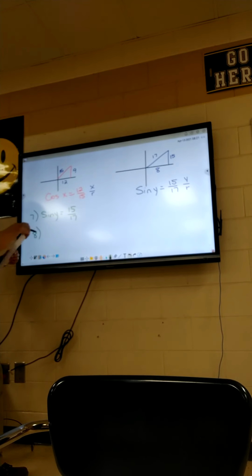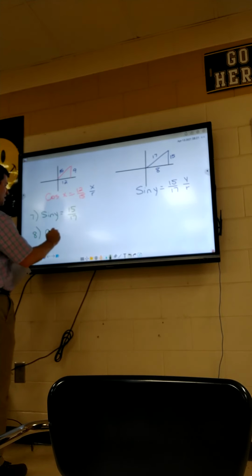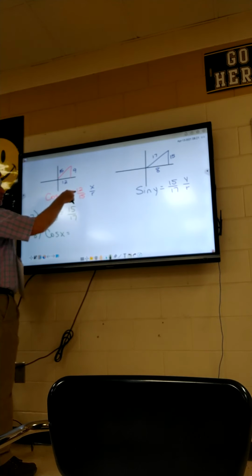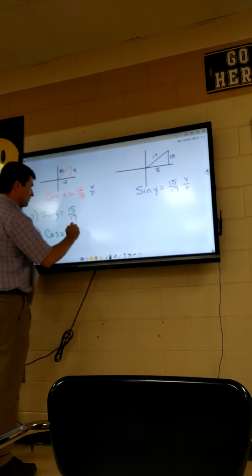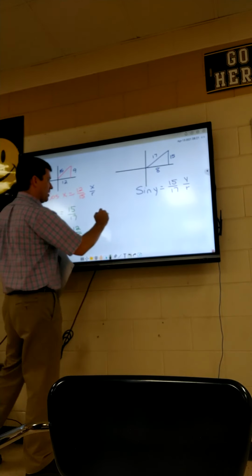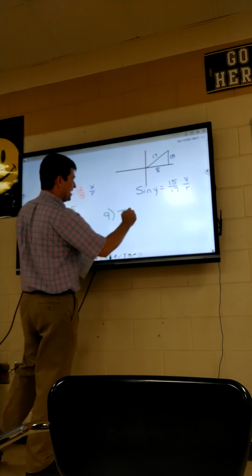All right, let's go to number 8. Flip it over. Now, we're still going to use the triangles that you drew on the front for all the problems on the back. It says cosine of x. Well, Charlotte, again, they've already got that one done for us. They've got cosine of x is 12 over 15. So nothing there I really got to do.